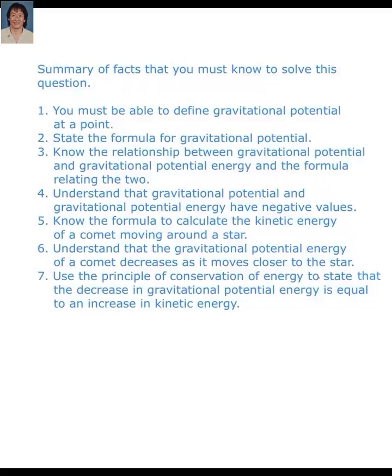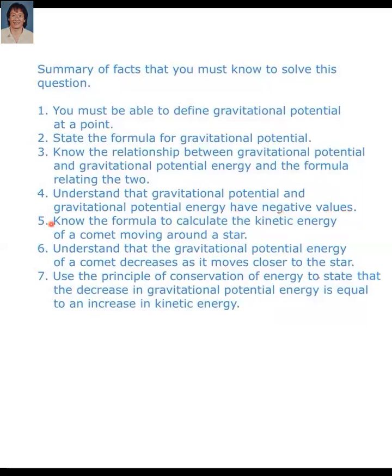So this is a summary of the facts that you must know to solve this question. Number 1, you must be able to define gravitational potential at a point. Number 2, you must be able to state the formula for gravitational potential. Number 3, you need to know the relationship between gravitational potential and gravitational potential energy, and the formula relating the two. Number 4, understand that gravitational potential and gravitational potential energy have negative values.